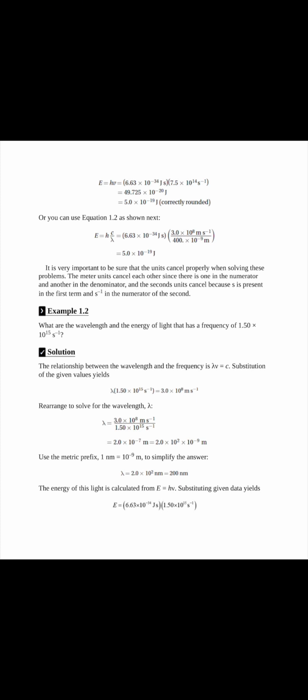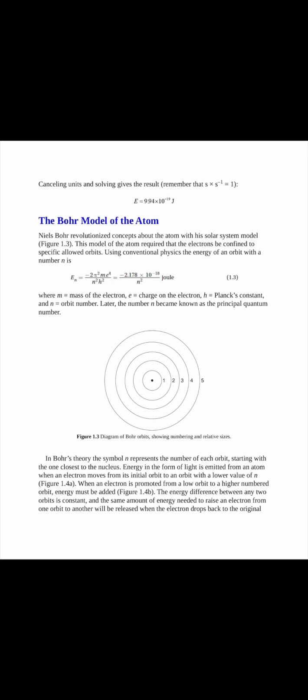Step 3. Calculate the energy using the formula energy equals Planck's constant times frequency. Energy equals 6.63 × 10^-34 joule-seconds, multiplied by 1.50 × 10^15 reciprocal seconds. Energy equals 9.94 × 10^-19 joules.